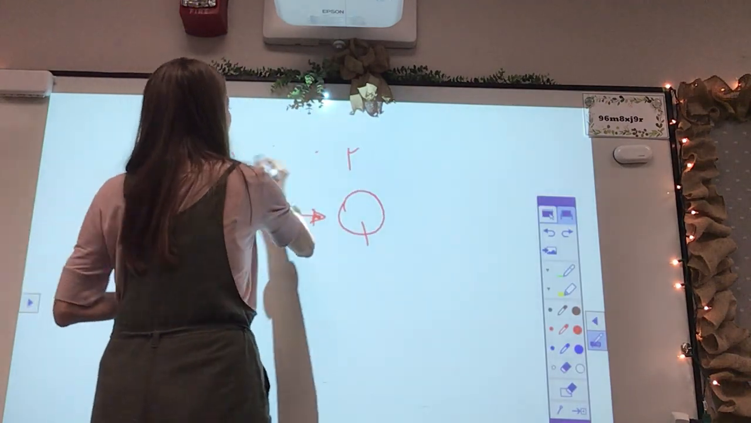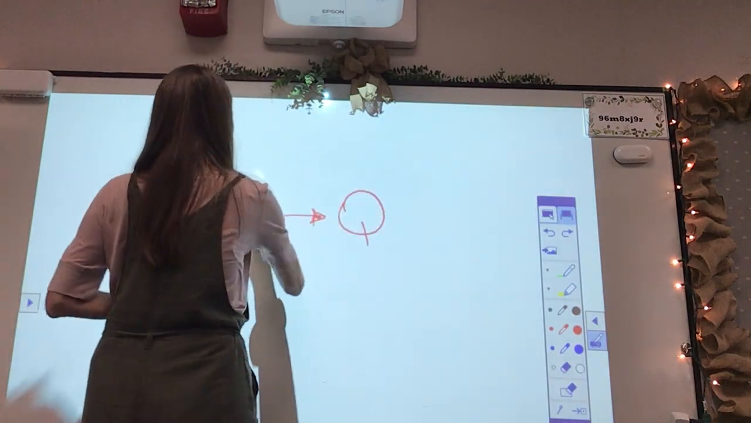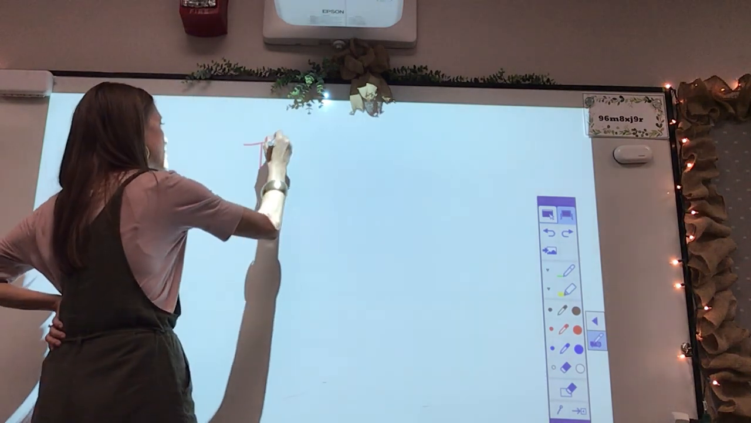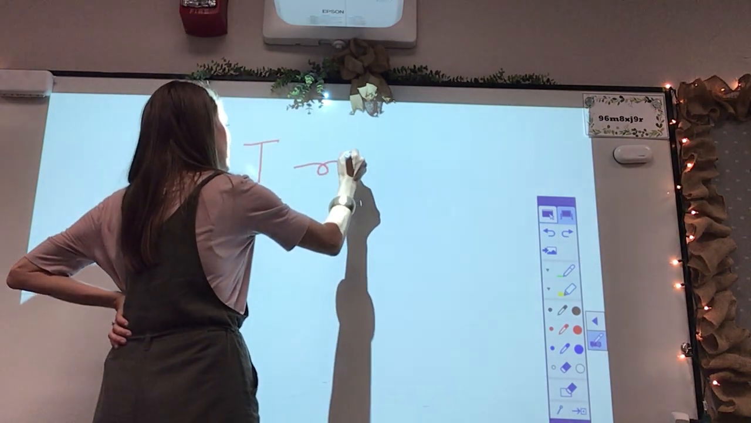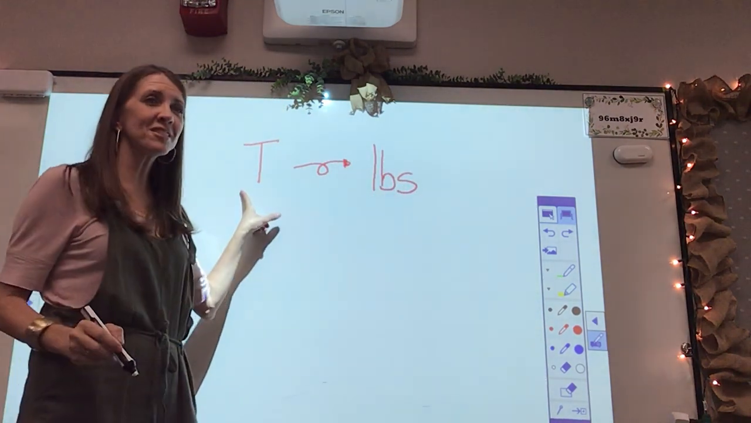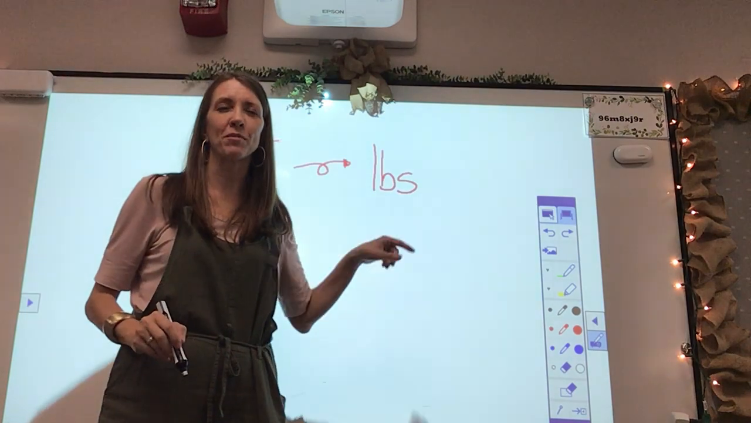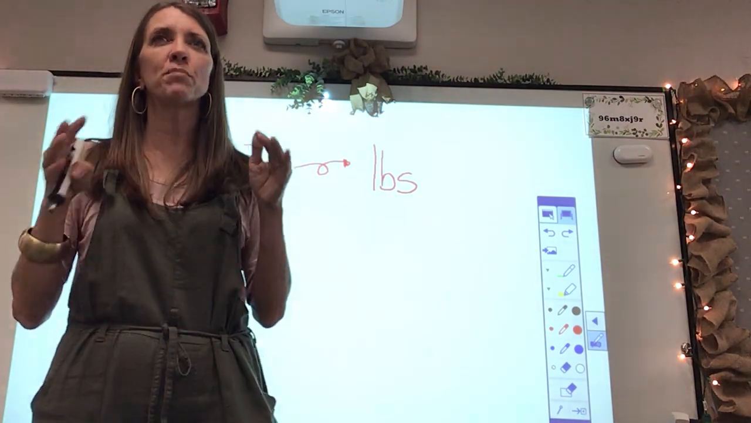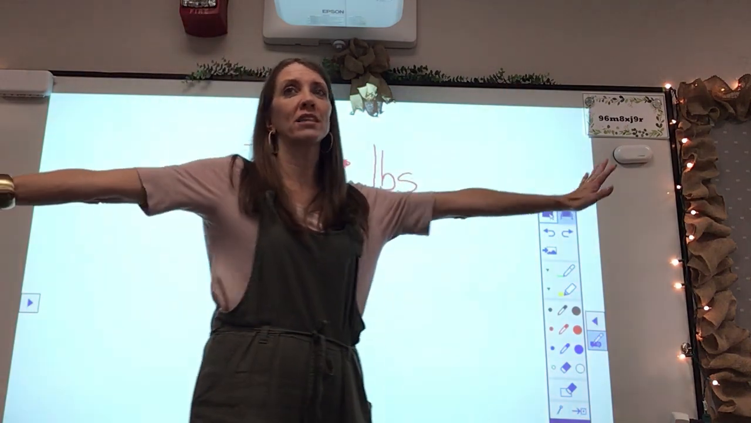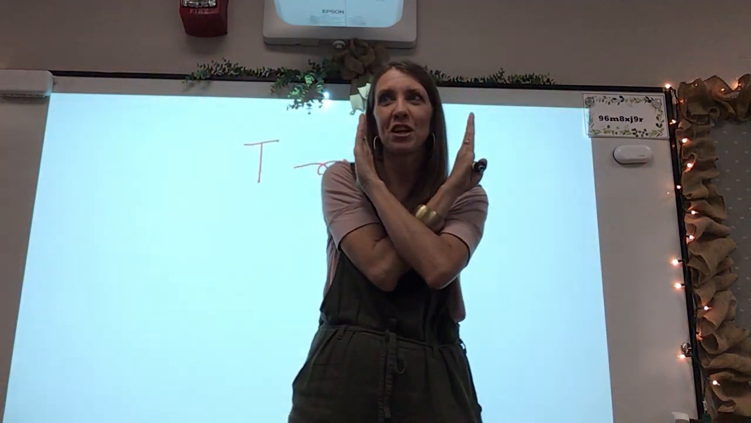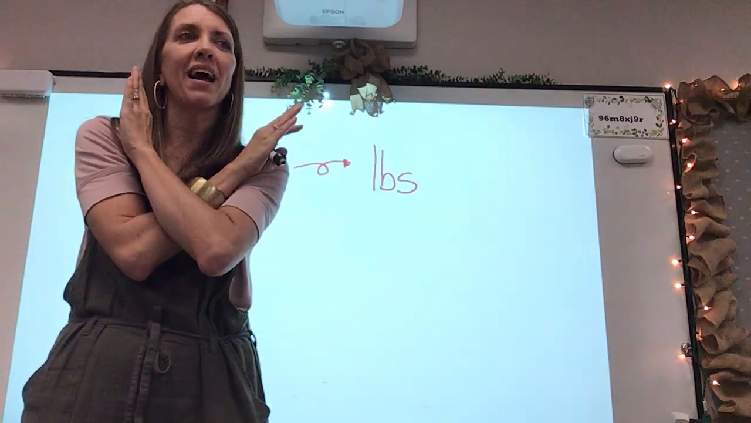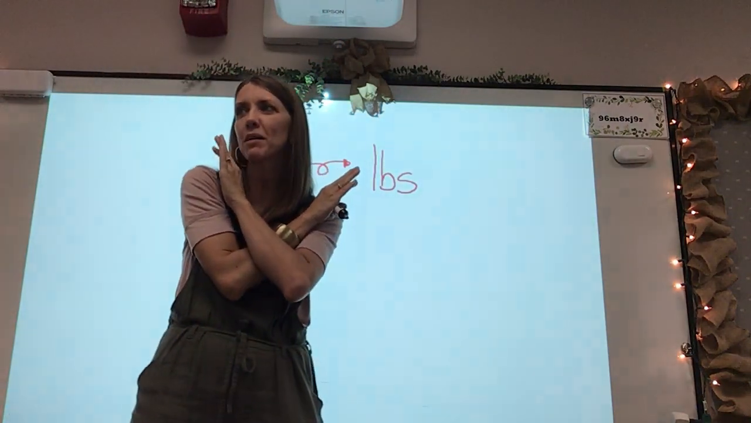Let's see. What if I was going from tons to pounds? Tons to pounds. Am I going big to small? Multiply. Small to big, divide. Hold it out. If you think it's divide, go like this. If you think it's multiply, go like this. What do you think? We got mixed reviews. Pick one. Pick divide or multiply. Everybody has to pick one.